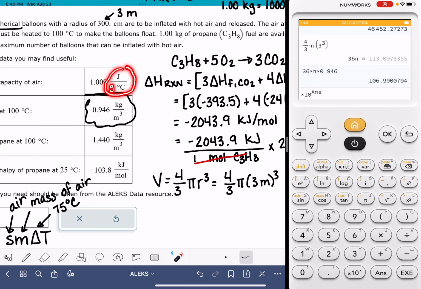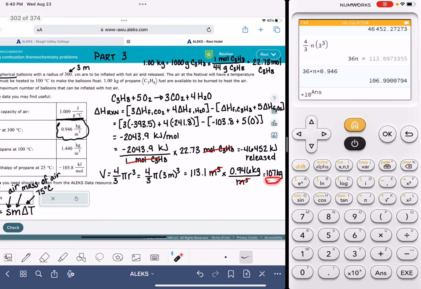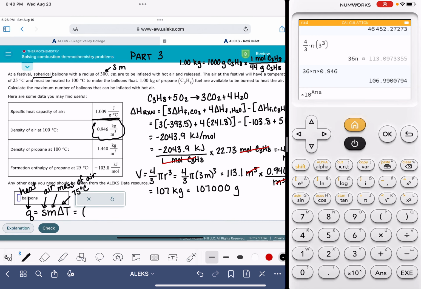The mass is in units of grams, and we're not going to be able to multiply grams times kilograms, so this mass of the air inside the balloon, 107 kilograms, we need to convert into grams, multiply by 1,000. So we have 107,000 grams of air inside each balloon. We are ready to calculate the amount of heat that is required for each one of these balloons.